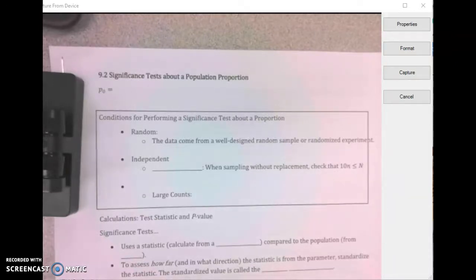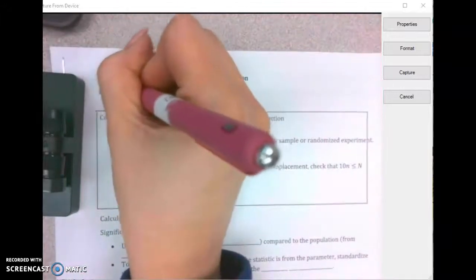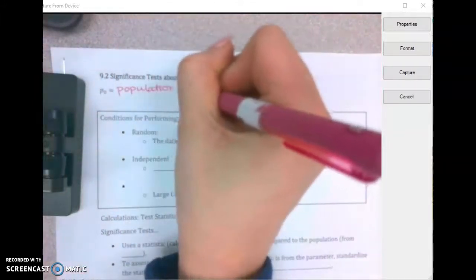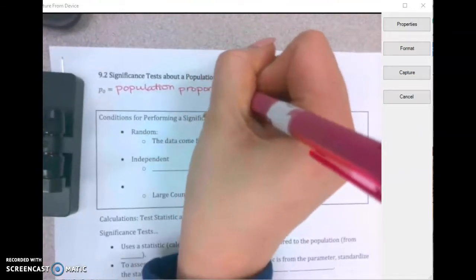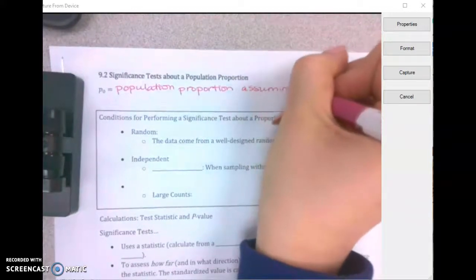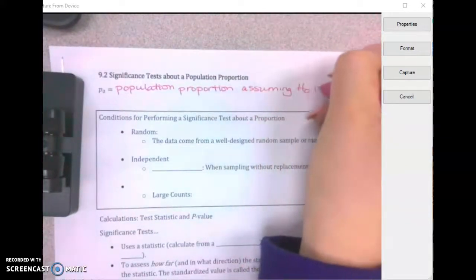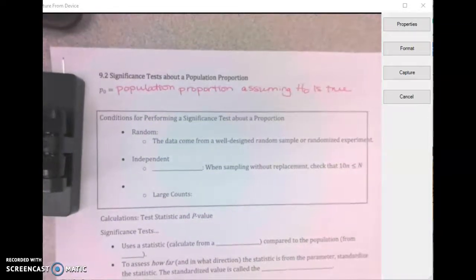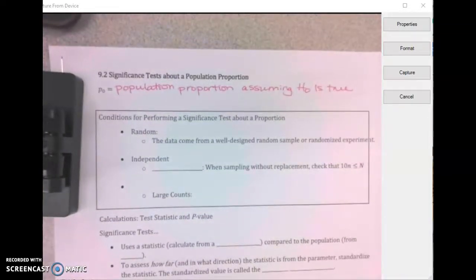We're going to go over 9.2, significance test for a population proportion. We're going to call P sub O our population proportion, assuming our null hypothesis is true. And we're doing this because that's the whole point of a significance test, to see if we actually believe the population proportion. Alright, so our conditions are random, okay?